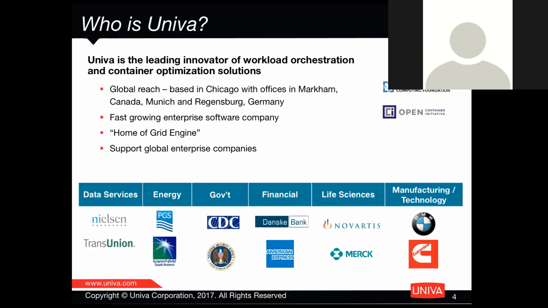And then who is Unova? We are a software company that produces solutions for workload orchestration and container management, typically in large-scale compute environments. Our customers are generally large enterprises. You can see a sample at the bottom in some of the sectors where we have customers. Life sciences and energy are two very large segments for us. We have offices throughout the world. I'm in an engineering office here in Chicago. Stefan's in the engineering office in Regensburg, Germany.